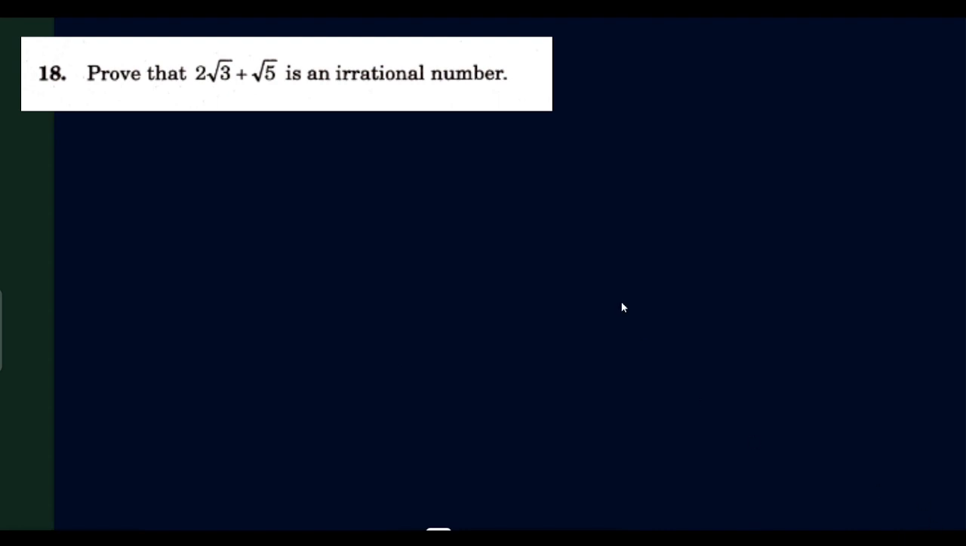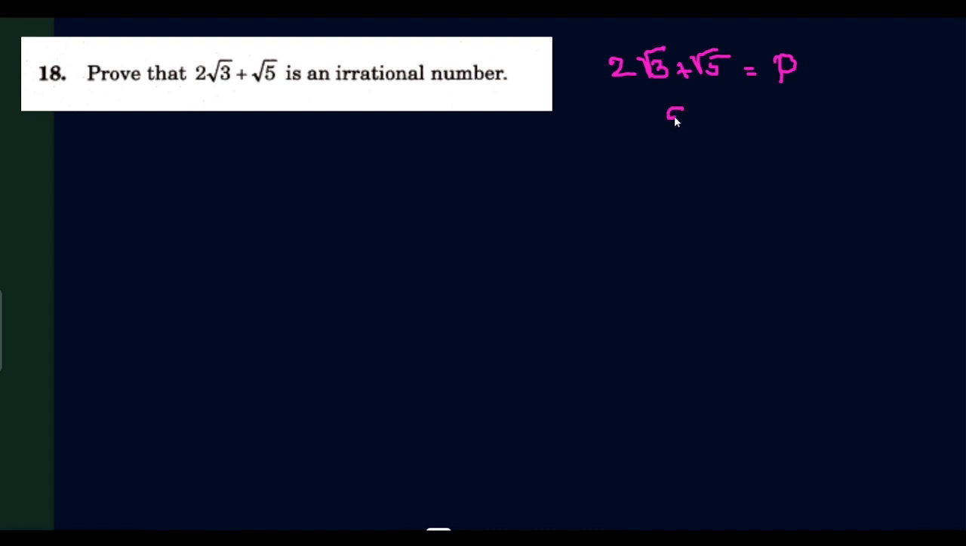So prove that 2 plus root 3 plus root 5 is an irrational number, right? So for that, in order to prove this irrational number, we need to consider 2 into root 3, sorry, 2 into root 3 plus root 5 is an irrational number, right? So we are considering that it is a rational number. Okay. So P is a rational number.